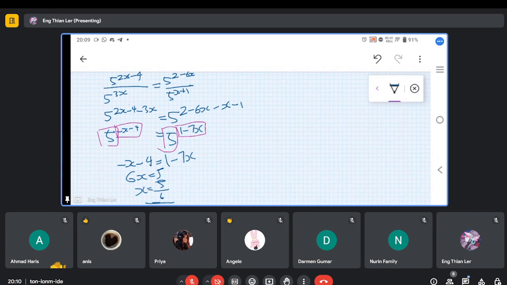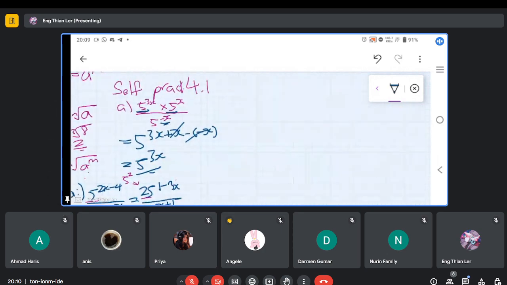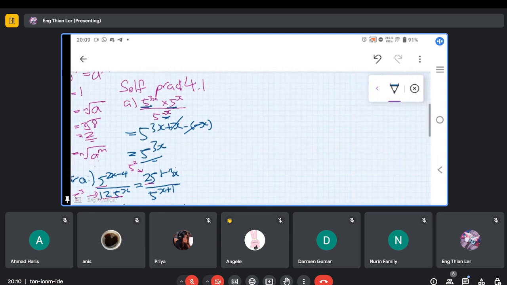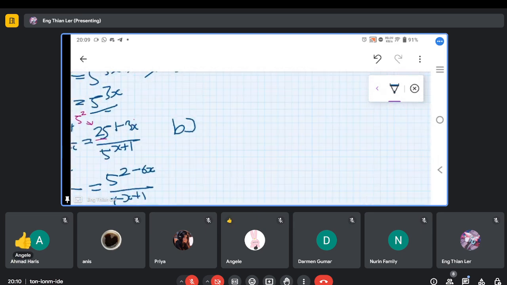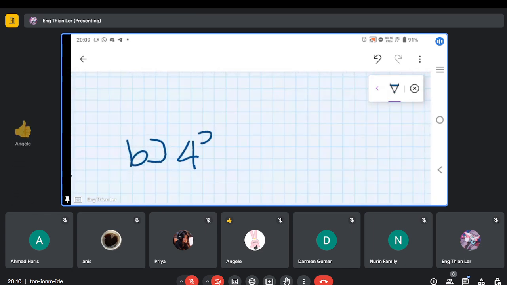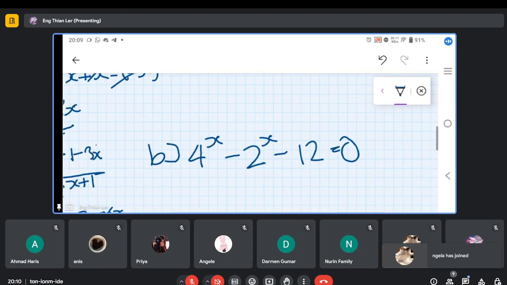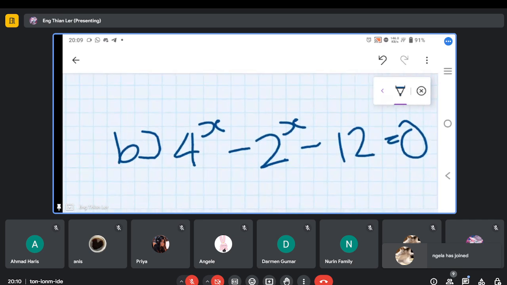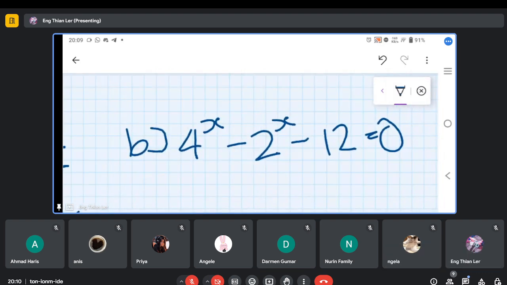Alright. So I got another question that looks pretty hard. Maybe at first sight you'd say it's not possible to solve, but I will explain it. Let's look at the second part of the extra question. We have 4 to the power of x minus 2 to the power of x minus 12 equal to 0. How do we solve this? Do you have any idea?